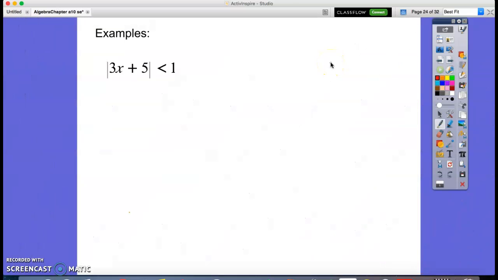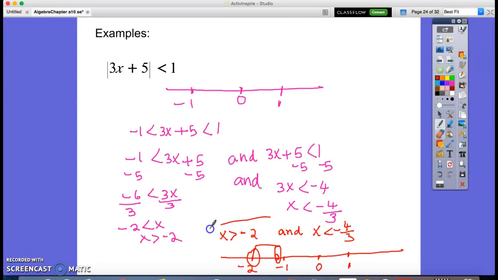Now try this on your own and then check your answers. So you should get x greater than negative 2 and x less than negative 4/3. So this is negative 4/3, and this is negative 2. So this is the graph.